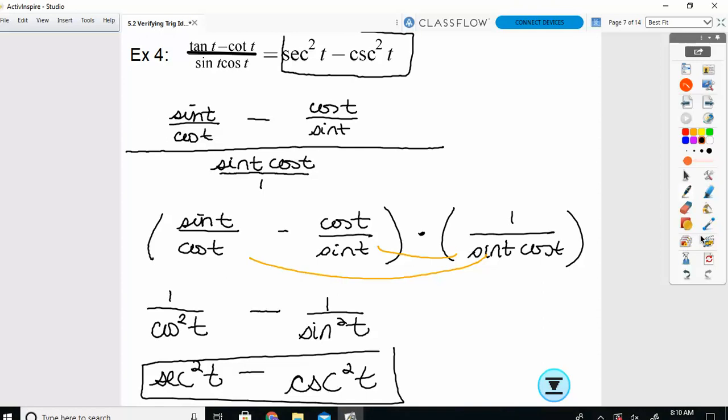Right here. Okay, so when I multiply, I have sine times 1, which is sine. Cosine times sine times cosine. So the cosine times cosine became cosine squared. Okay.